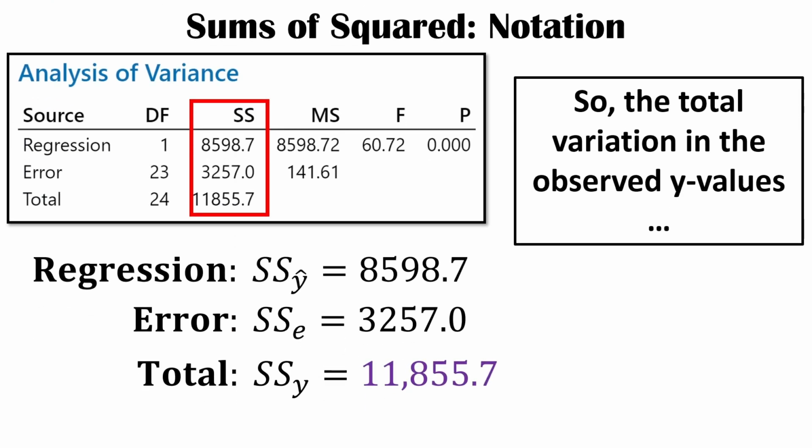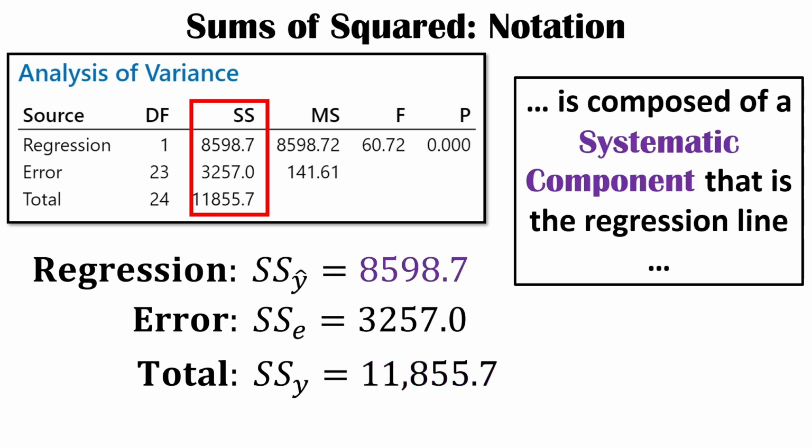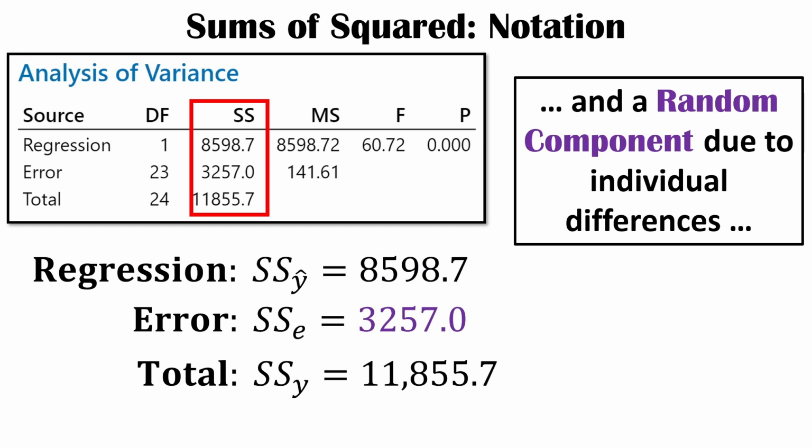And so to put it in another way, the total variation in the observed y values, which you can see here highlighted in purple, is composed of a systematic component, that is the regression line. The fitted values represent a systematic component of variation, a linear component of variation. So the total variation is composed of a systematic component, that is the regression line or the fitted values, and a random component, which is just due to individual differences.